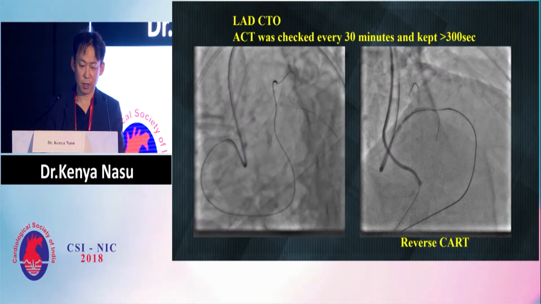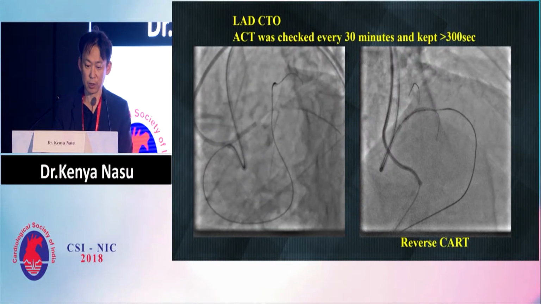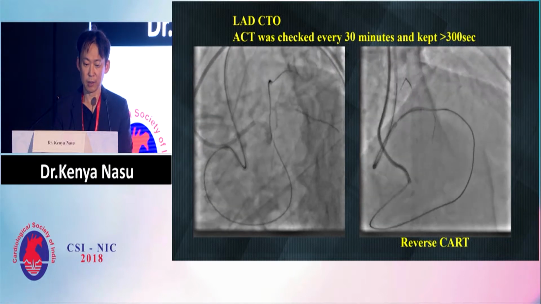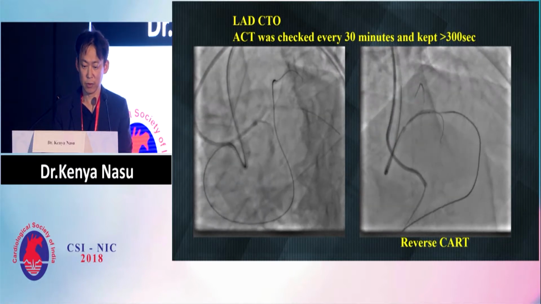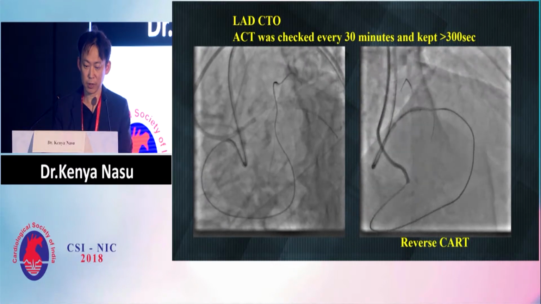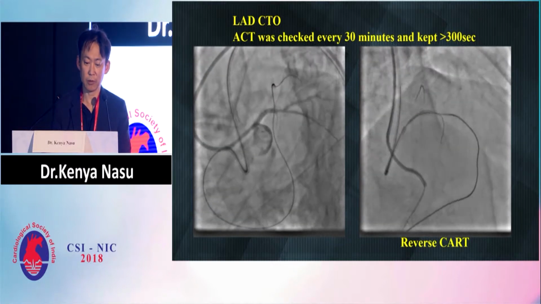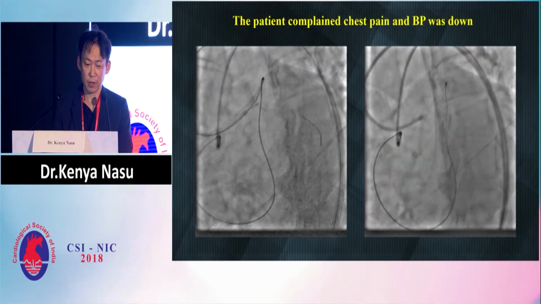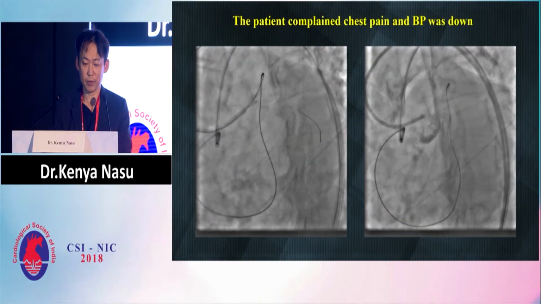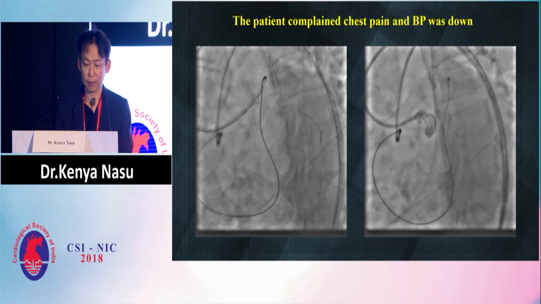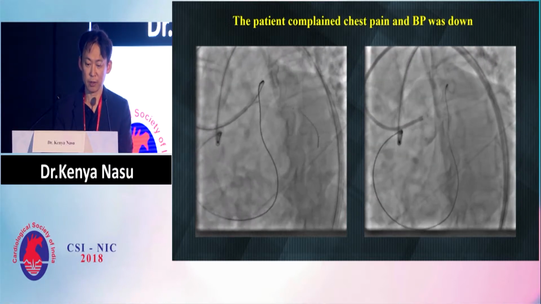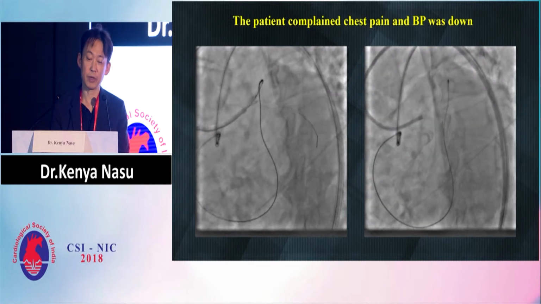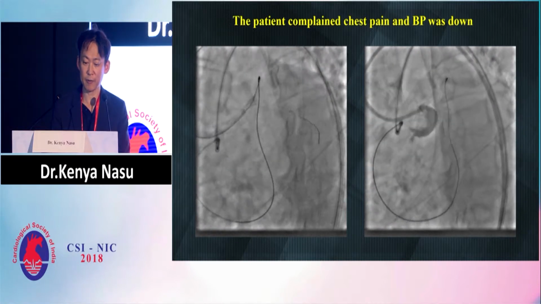And also the other case, okay, I will finish soon. This is a left main LAD CTO. After crossing the channel, we used a retrograde approach, reverse CART. But the patient complained of chest pain and the blood pressure went down. So we checked the antegrade flow. The left main is occluded. Fortunately, in this patient the circumflex is very small.